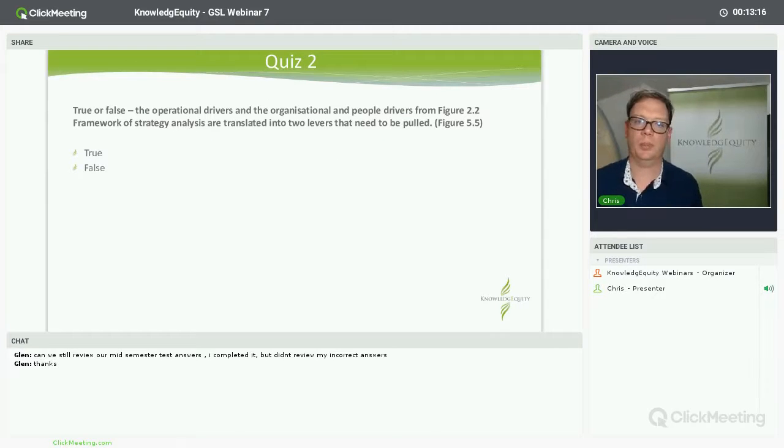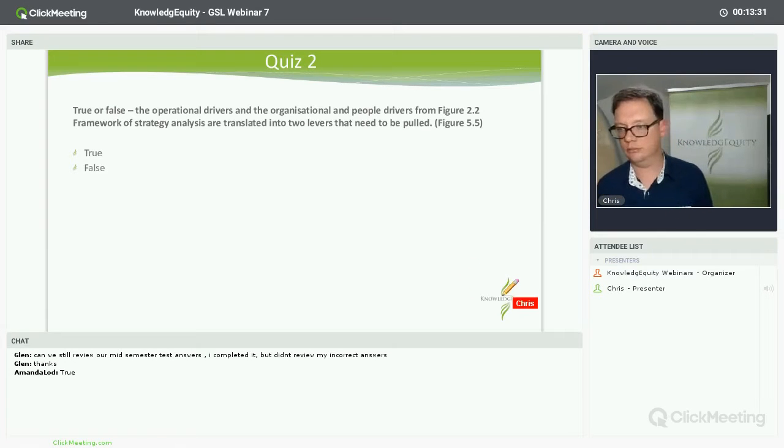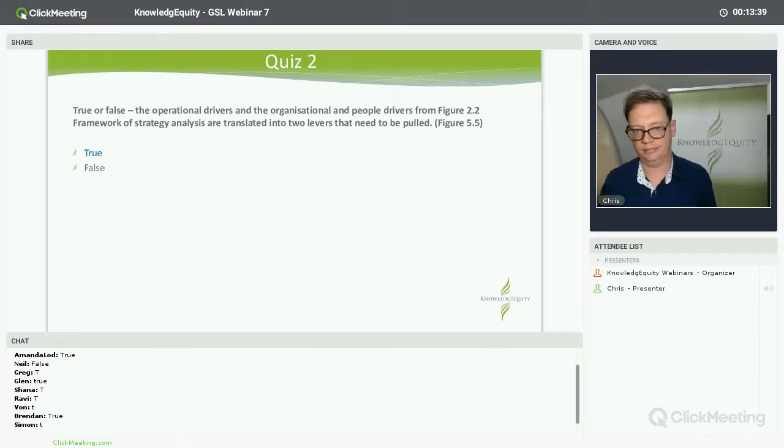Just one in the chat box. True or false? The operational drivers and the organizational and people drivers from Figure 2.2, the framework of strategy analysis, are translated into 2 categories of levers that need to be pulled. Yeah, cool. No, that's true. There are so many different ways you could write it, but that's the idea. They're trying to translate that Figure 2.2 to 5.5 to say, yeah, you have these drivers, and we're going to break them into these levers to pull.